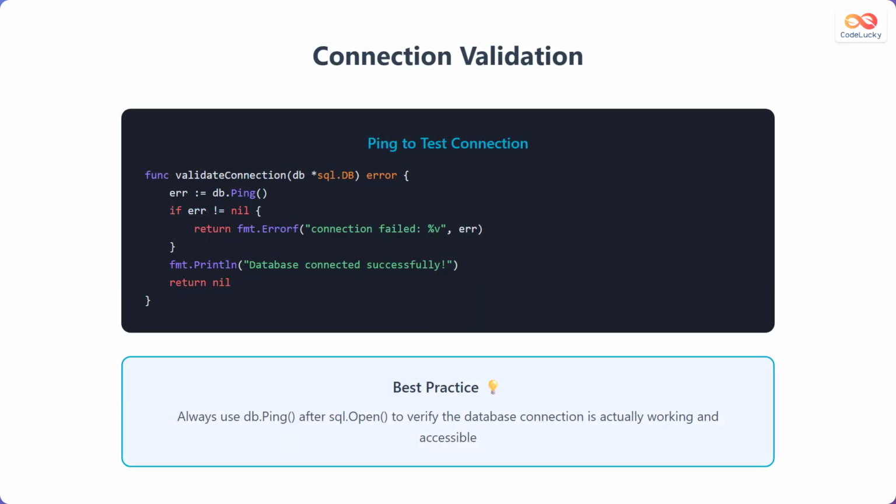Now let's talk about connection validation. Here's a function validateConnection that takes in a pointer to sql.DB and returns an error. Inside, we call db.Ping. If there is an error, we return a formatted error message saying that the connection has failed, along with the error message. Otherwise, we print a message to standard output saying database connected successfully. As a best practice, always use db.Ping after sql.Open to verify that the database connection is actually working and accessible.